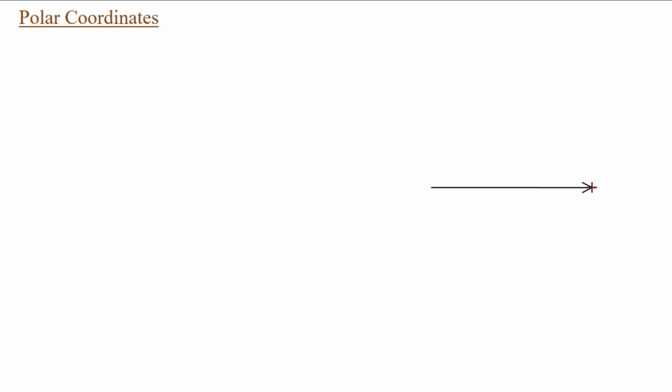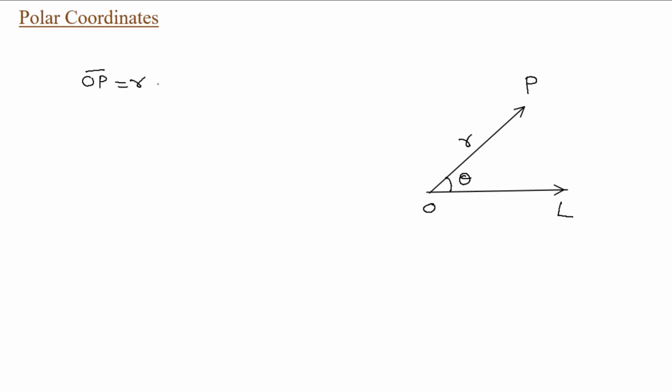Suppose I consider this as the x-axis, consider a ray OL and another ray OP. Let theta be the angle between these two lines. And this length OP can be represented as r, which is nothing but the radius vector. So OP is nothing but r, and this r is called the radius vector. And theta is the angle between these two lines OP and OL.